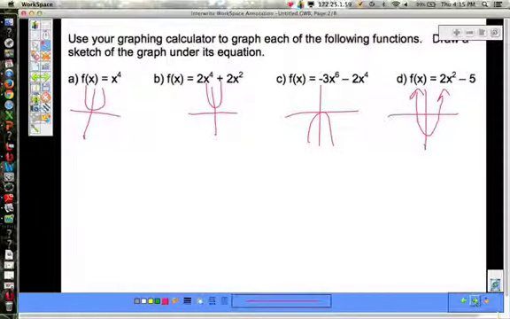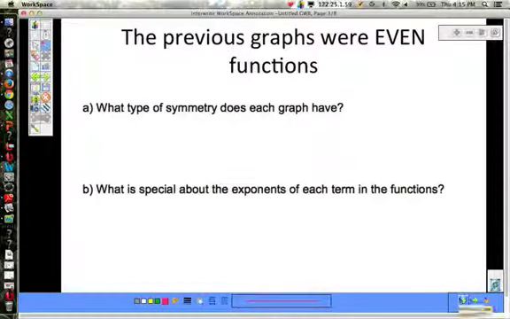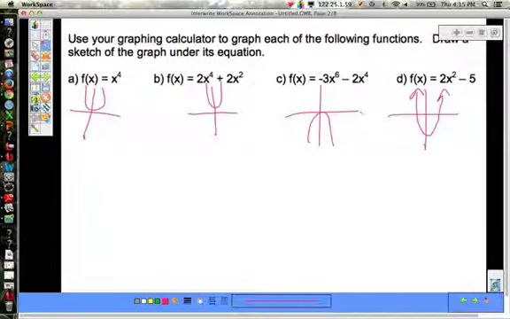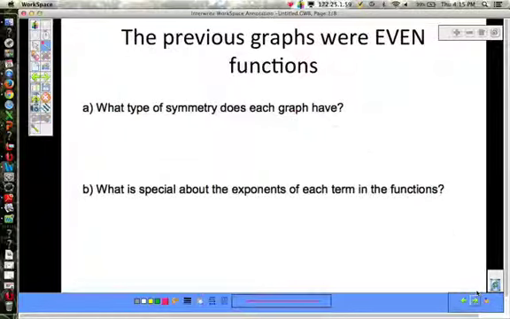Now we want to answer a couple questions. What type of symmetry does each have? So if you guys notice here, it's symmetric across the y-axis. If we folded it in half, we would have the exact same graph. And what is special about each of those is that, yeah, those exponents were all even there. And these are called even functions.